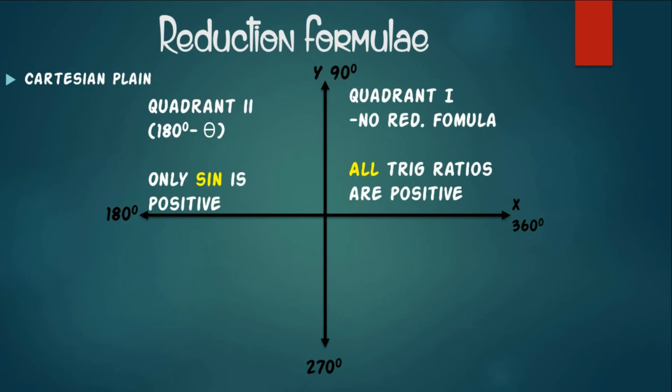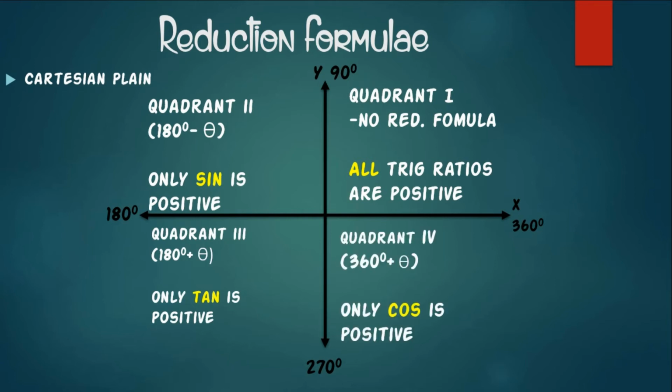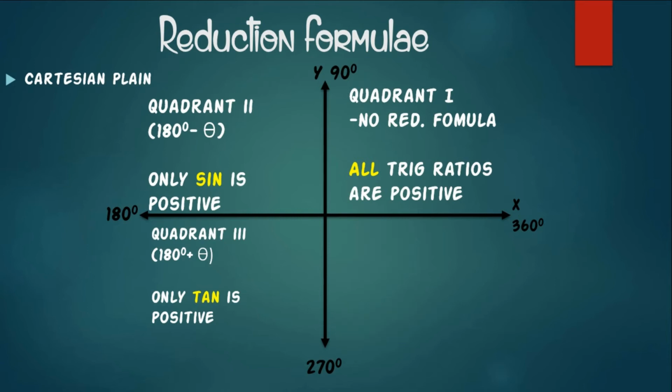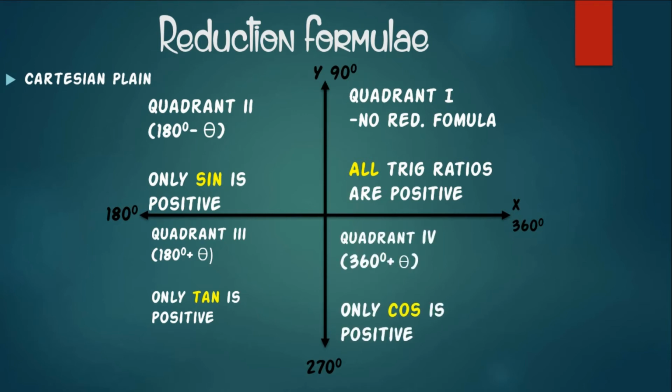I hope you understand. In quadrant number 3, it's 180 plus theta, and only tan is positive. Then we have quadrant 4, where the reduction formula is 360 minus theta, and only cos is positive.